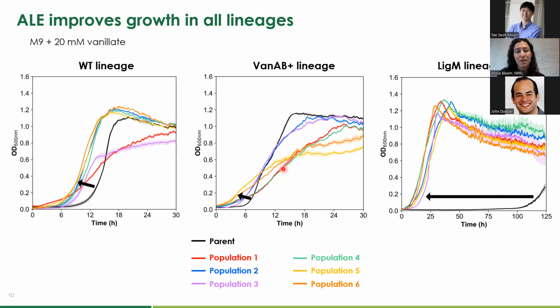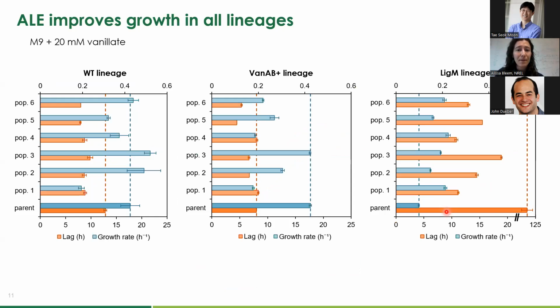So for the two that had Van-AB as the demethylase, the improvements weren't quite as striking, but they were there. For Lig-M, it was really massive. So giant improvement in lag time and also improvements in growth rate. This is just a plot of those improvements. So again, you can see that most substantially, we are improving the lag here as opposed to the growth rate.